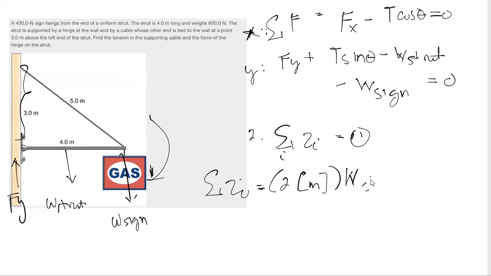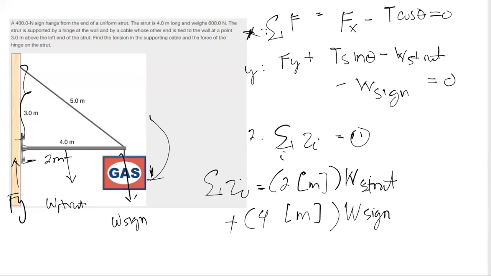Weight ng strut, kasi it's halfway here, plus 4 meters, weight ng sign, and minus 4 meters Fy is equal to 0.